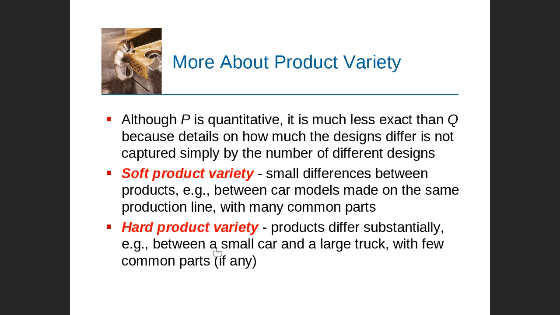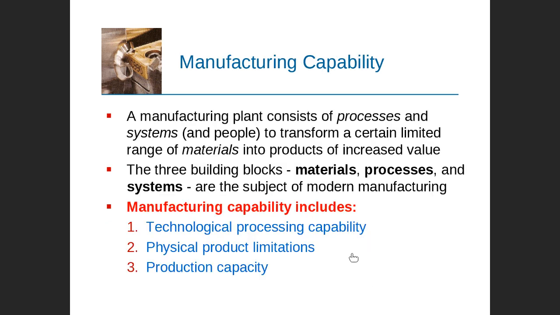Hard variety is big variety. The product is not the same, totally different, or there are big differences between the products. So soft product variety, hard product variety. That's what we usually call it. This is the terminology used to describe the case.